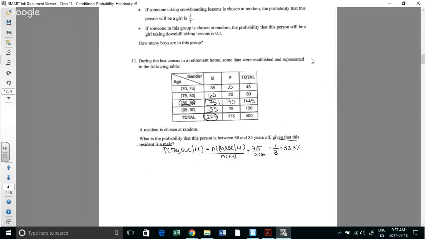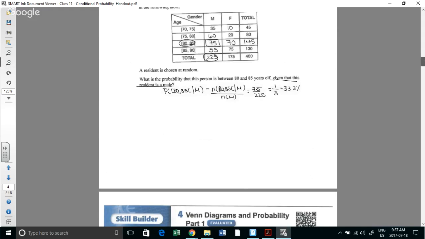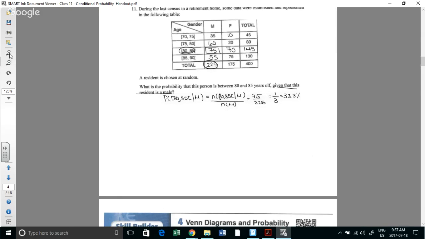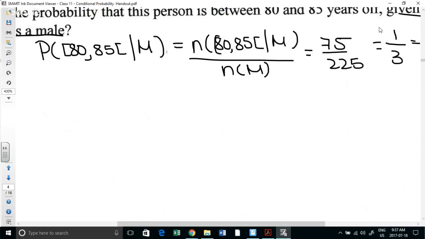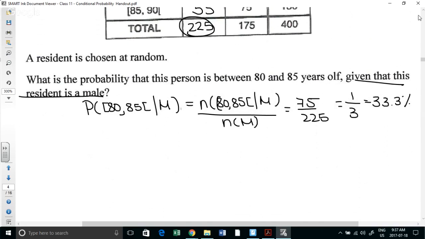So yesterday's handout and yesterday's assignment. So yesterday's handout. Did I write 226? I didn't write 226. I wrote 225. Sorry, I just kind of curled it up a little bit too much.